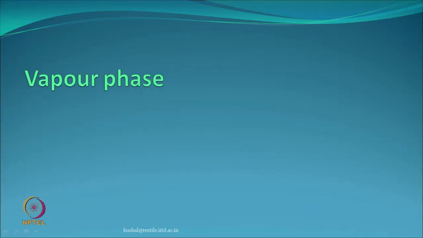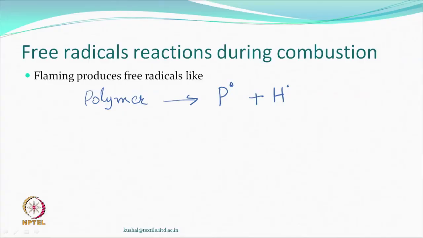So, most of these compounds, the phosphorus compounds, generally acted in the condensation phase. So, the other mechanism, and therefore, the compounds which will work in the other phase, which is called the vapor phase, let us look at them now. So, during combustion, free radicals get generated.